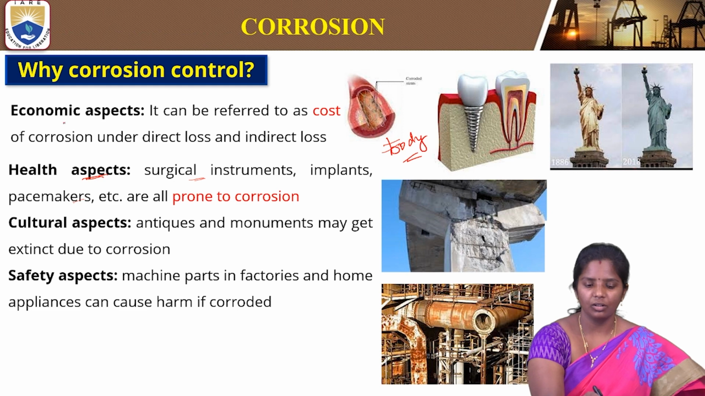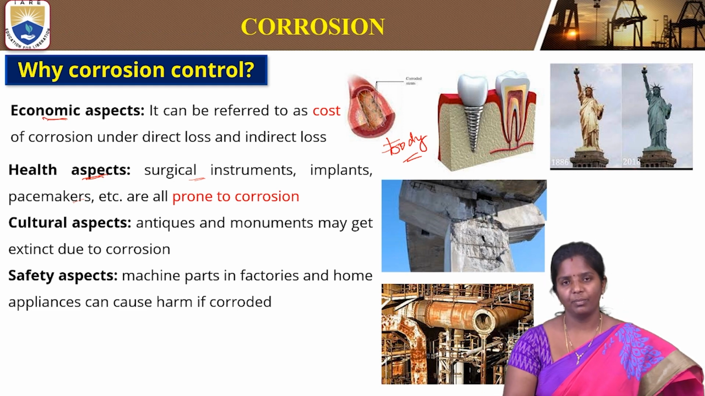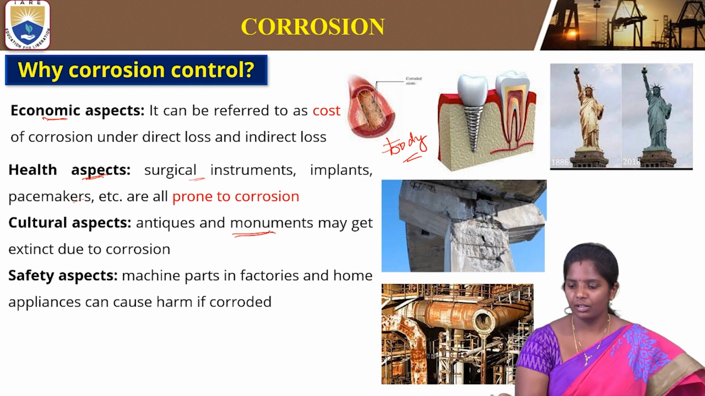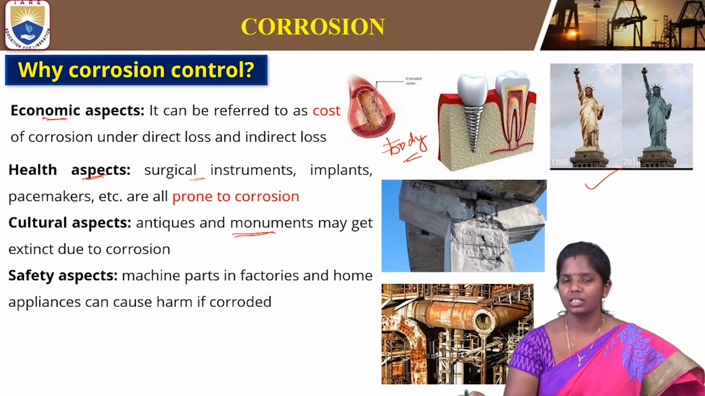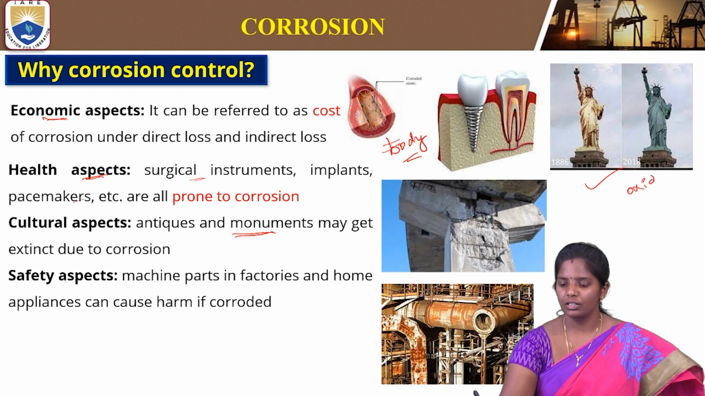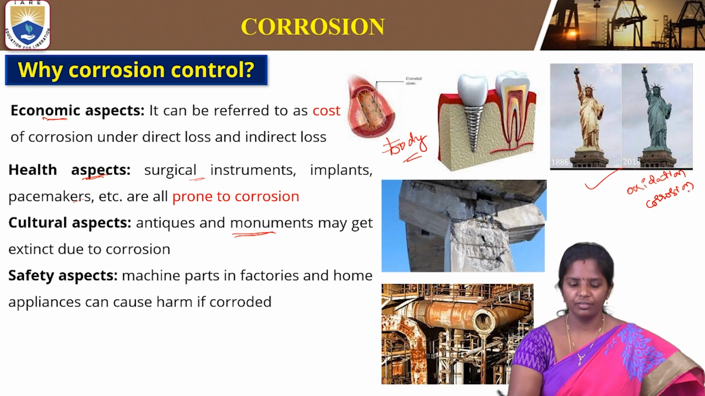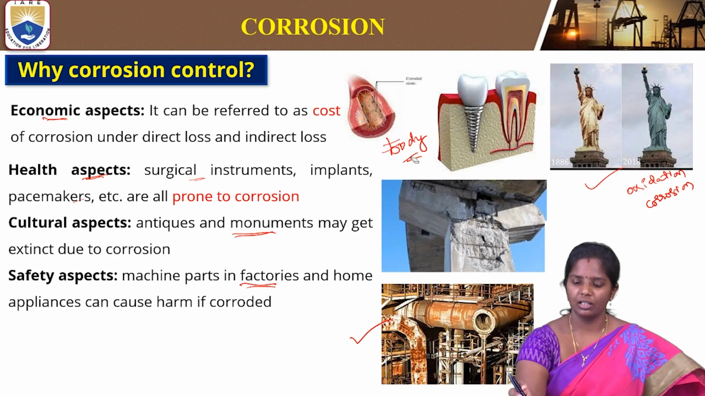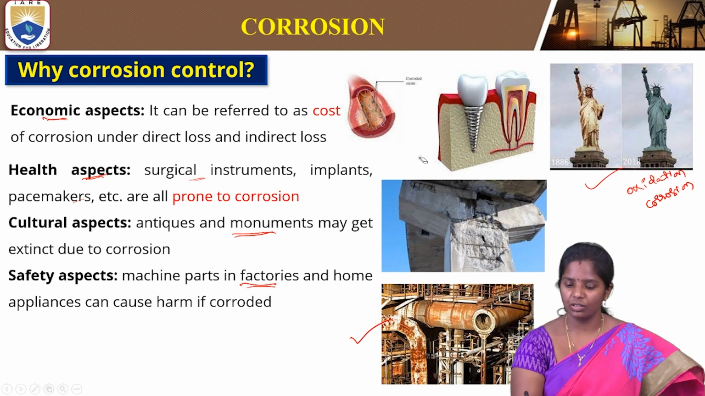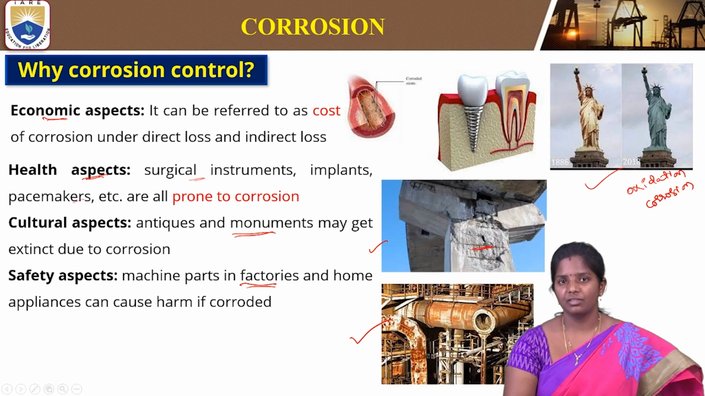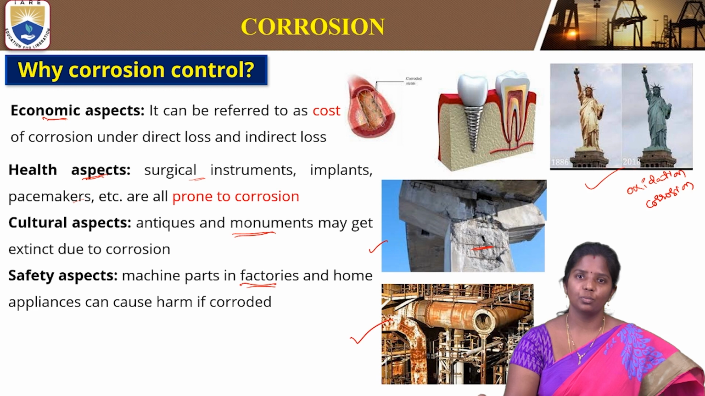Ultimately this will affect the economic aspects also, because we are investing money in implanting metals in the human body or in other industrial applications. Other examples are monuments. For example, the Statue of Liberty turned from brownish to greenish due to an oxidation reaction, which is nothing but corrosion. Also in factories, if the machinery gets corroded, it will affect the production of that product. Also in civil engineering building materials, if the metal is corroded, it will delaminate from the structure, and that will affect construction. So these are some of the problems that we face due to corrosion, so we require corrosion to be controlled.